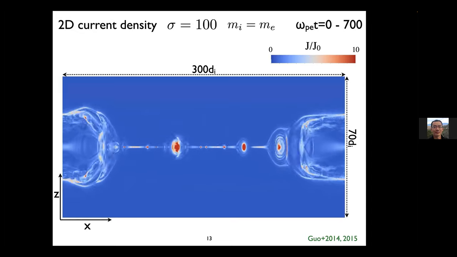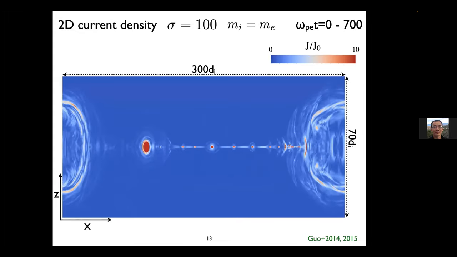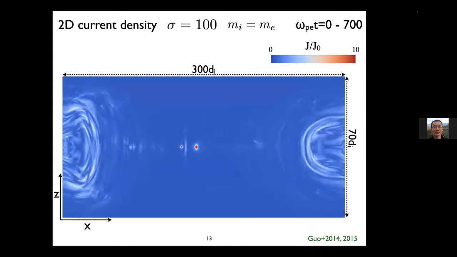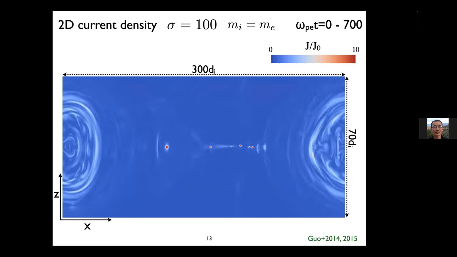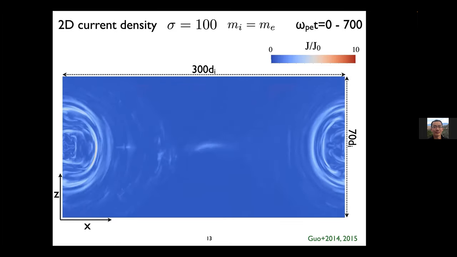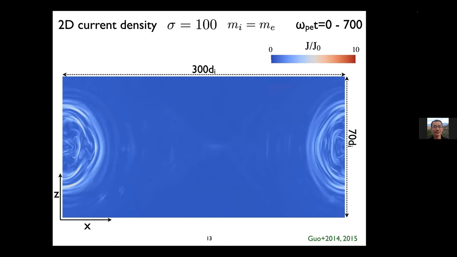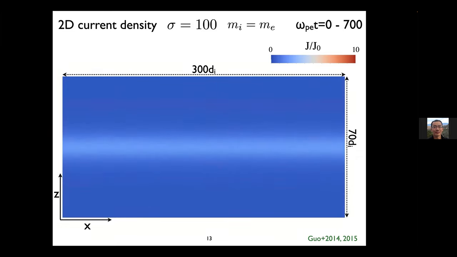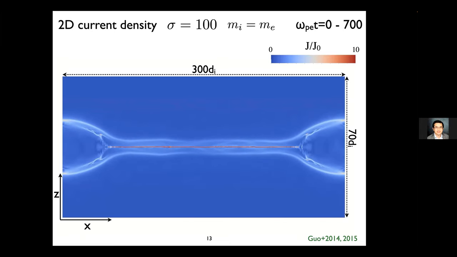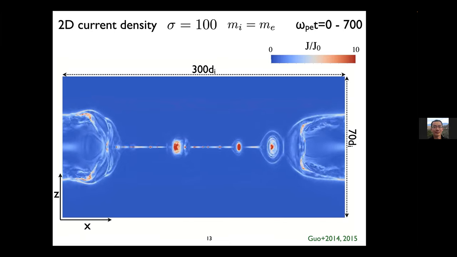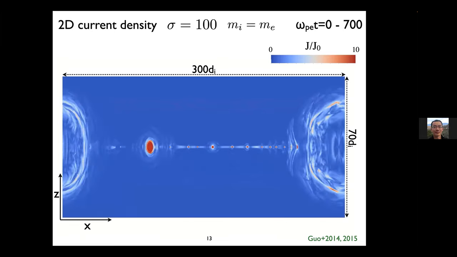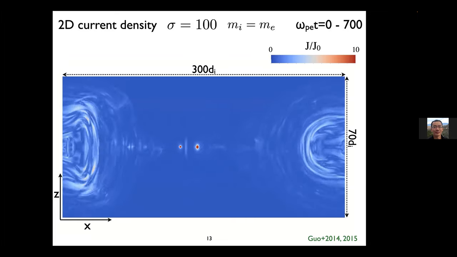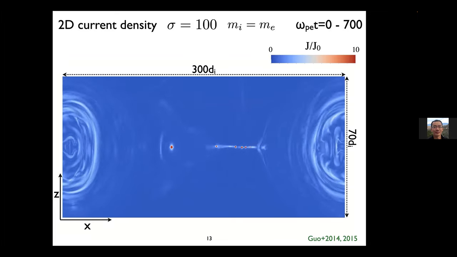When we start the simulation, we have a perturbation that makes an extended, thin current sheet. This current sheet is unstable to the secondary tearing instability, and you generate a lot of plasmoids. Those plasmoids can interact and merge with each other until there's only one, and there won't be much left in the simulation.